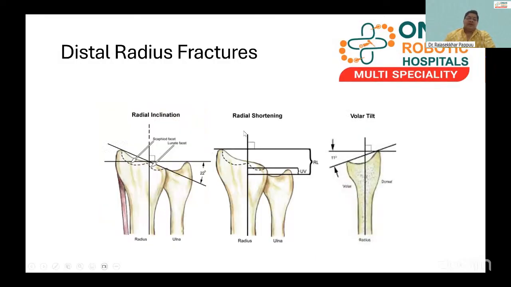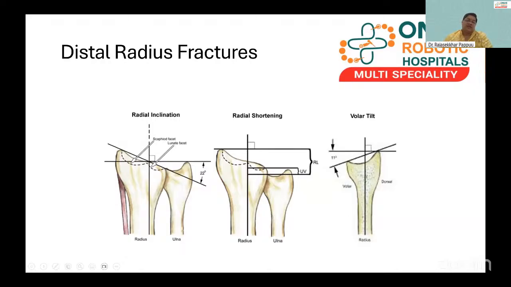So when you are treating distal radius fractures, you have to know some values, on the basis of which parameters we are going to judge whether the fracture is in position or in malposition. See this line, radial inclination. A line is drawn from the radius to the ulna, and a line is drawn along the articular surface of the radius. So that is called radial inclination.